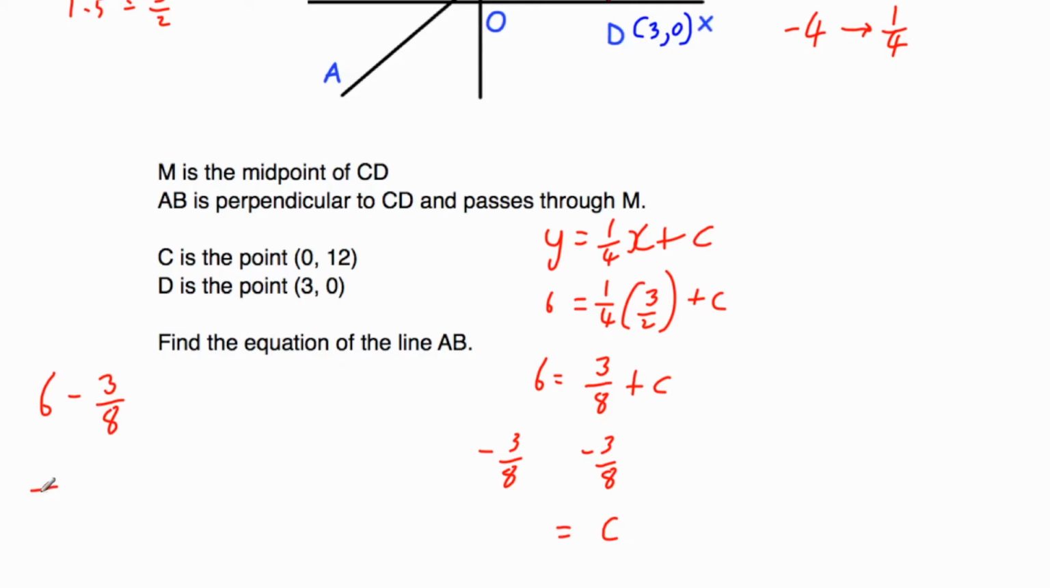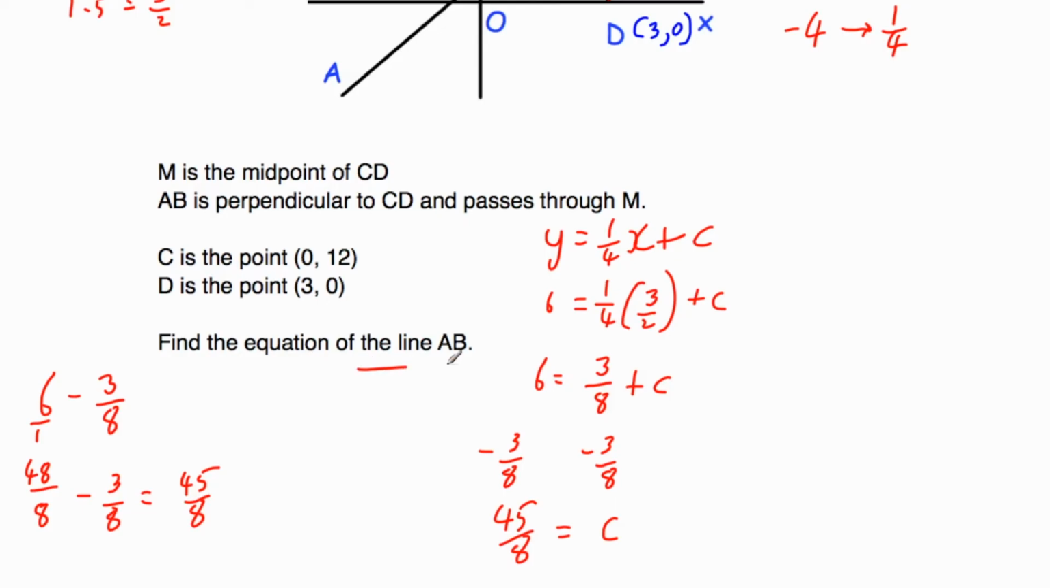So we could write it as a fraction with 8 on the denominator. So with 8 on the denominator, if we had 6 over 1, we'd times both of those by 8. 6 times 8 is equal to 48, and then 8 on the denominator. So 48/8 is equal to 6. So we've got 48/8, take away 3/8 would be equal to 45/8. So that means that c is equal to 45/8.